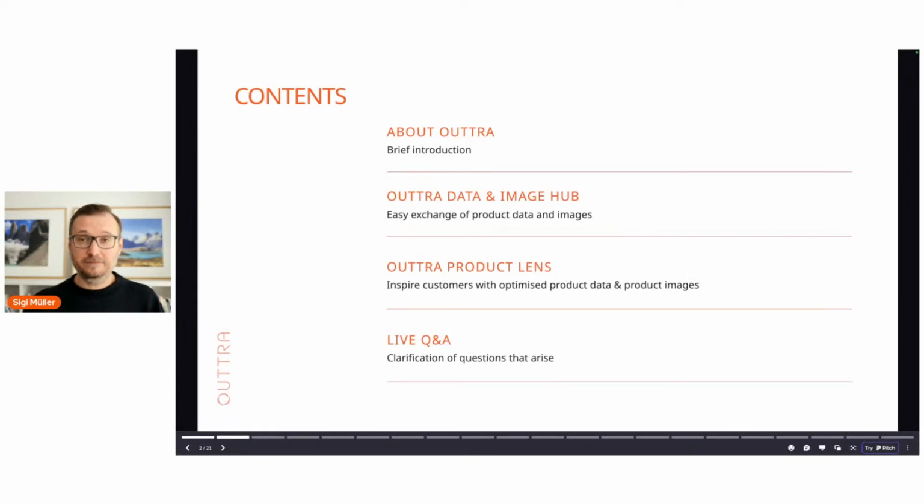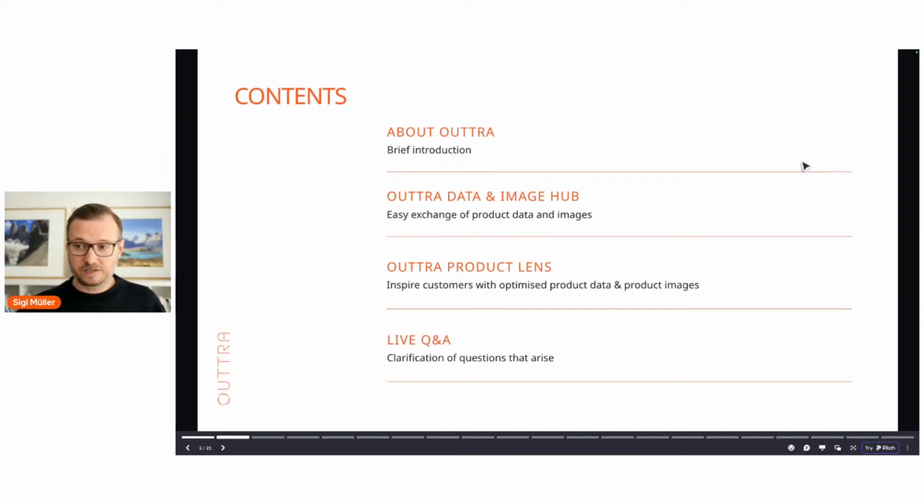We will start with a short introduction about OUTTRA. After that, I will give you just a few minutes an overview into the OUTTRA Data and Image Hub, which is there for the easy exchange of product data and images within the industry. After that, I will show you what the product lens can do for you and how we together can inspire customers with optimized product data and product images. And last but not least, there will be a Q&A with me to clarify upcoming questions from you.